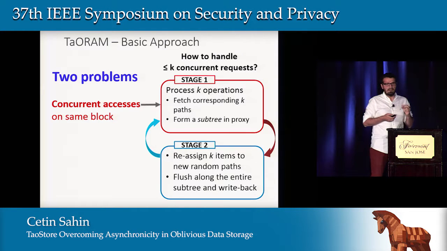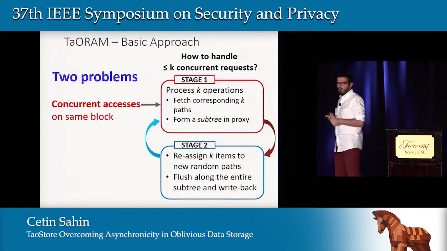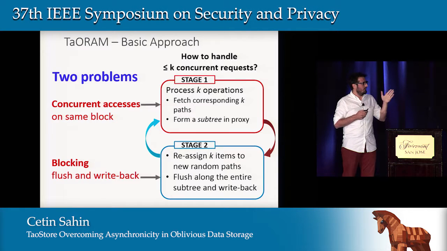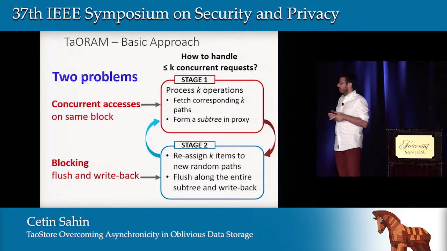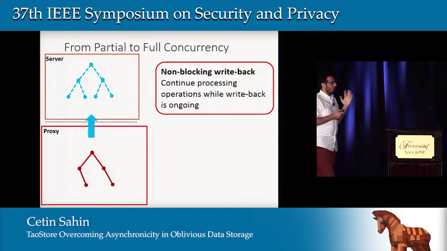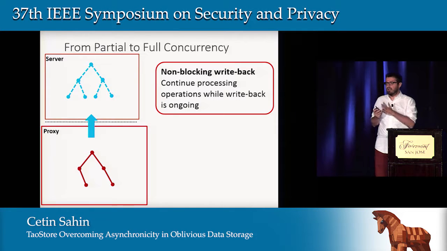By alternating between these 2 stages, we can have a nice solution. However, there are 2 very important problems. The first: how are we going to handle concurrent accesses on the same block? The second: even with this nice alternating structure, flush and write-back operations are still blocking. We would like to achieve full concurrency, and let me first consider the second problem.